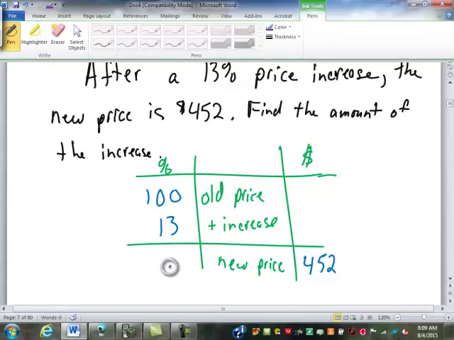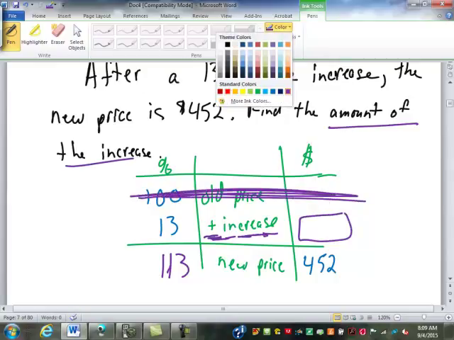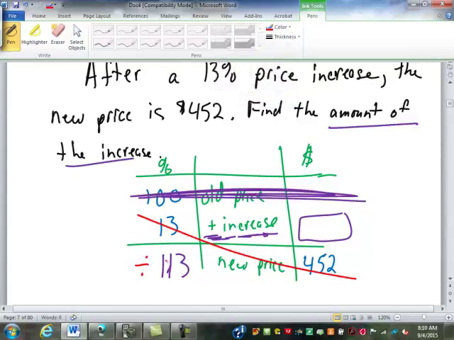And what do we fill in down here? Is it 87? Say no. It's an increase, so we're adding it, 113. We are looking for the amount of the increase, the dollar amount of the increase. We're looking for this number here. That's the top row we don't need. So 13 times 452 divided by 113 is $52. 400 is the original amount, the old price. What do you think?